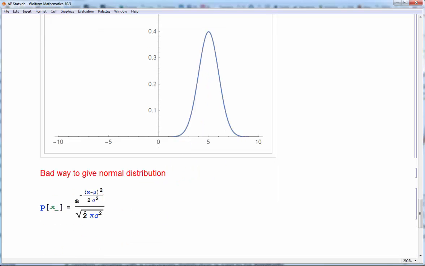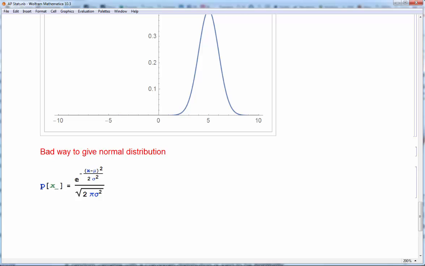And finally, here is the bad way to give normal distribution. More advanced books than AP Statistics define the density of the normal distribution with this equation, and as you can see, there are parameters mu and sigma, and believe me, nobody can extract the properties of this random variable from this representation. In higher level books, it is shown that if we define this density like that, then the mean will be equal to the mu which we have here, and the standard deviation will be equal to the sigma which we have here.